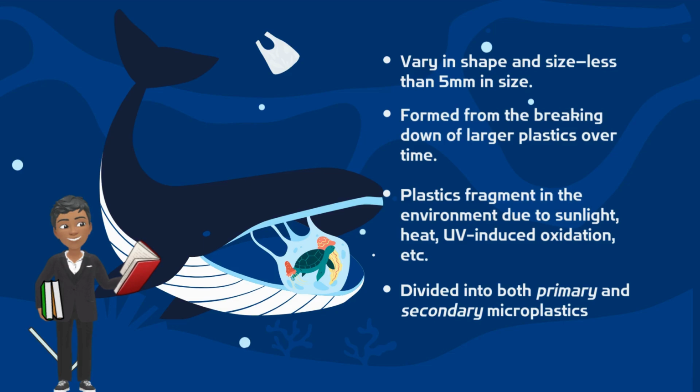Additionally, microplastics can be divided into two sections. The first one is primary, which is the purposeful manufacturing of tiny plastic particles for the creation of products. The second one is secondary, which is how microplastics form from the breakdown of larger plastics into smaller pieces due to environmental weathering, as mentioned earlier.